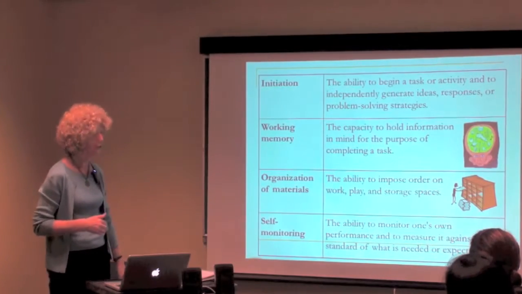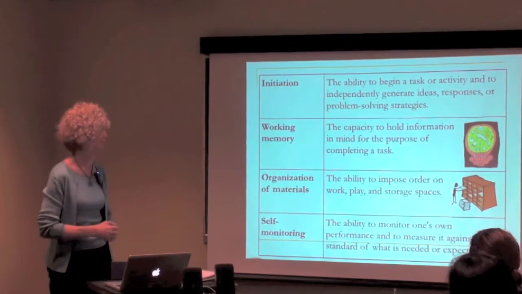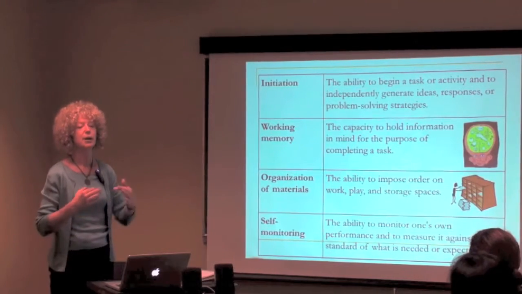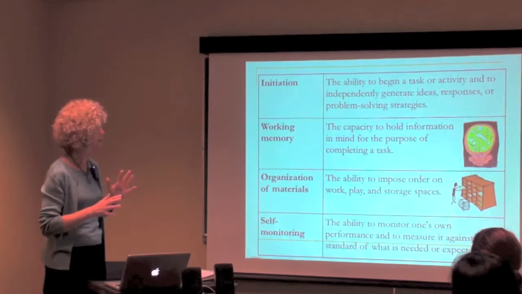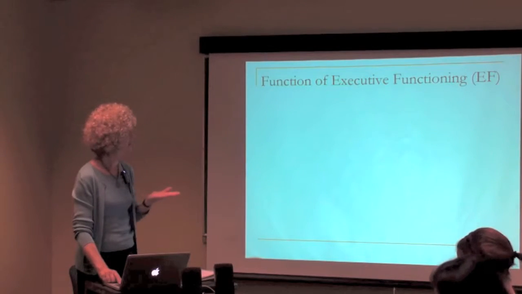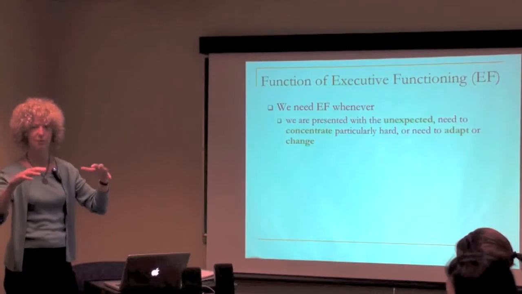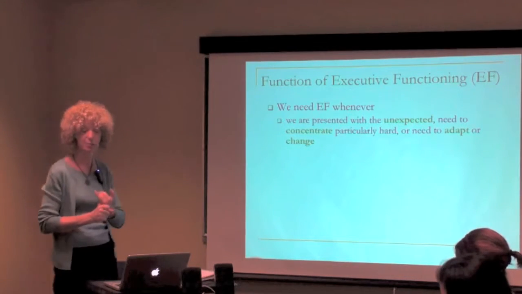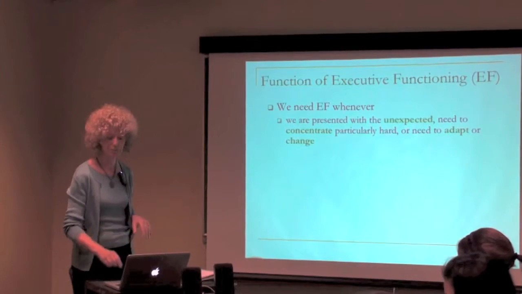Being able to impose a certain order on materials in your office, in your homework assignment, you're writing a paper, your work, your play, and self-monitoring. How am I doing right now? And how does it compare to a certain standard that I might want to achieve? So these are some of the many cognitive abilities that some people view as being under the executive functioning organization of the brain. And we need to call on these whenever we're presented with the unexpected, whenever we have to really concentrate hard, adapt, change.